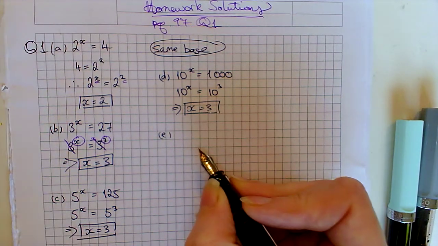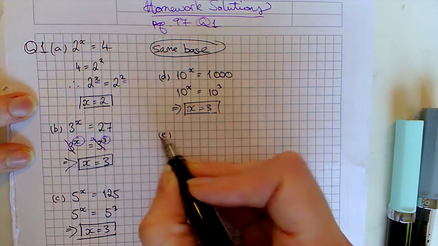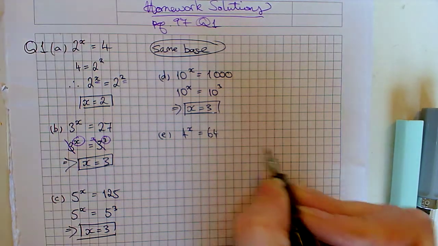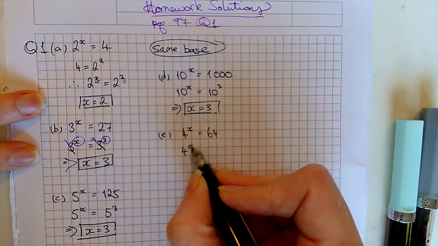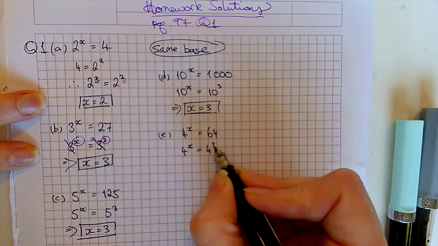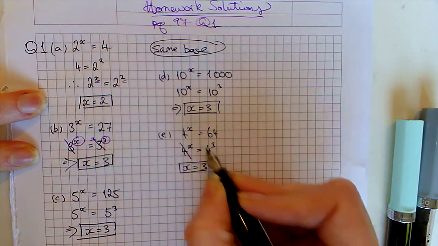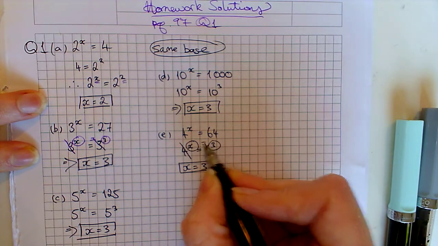We're getting a lot of cubes. This is us practicing recognizing our perfect cubes. 4 to the power of x is 64. 64 again is 4 to the power of 3. So 4 to the power of x is 4 to the power of 3, and x is equal to 3. We're just saying that the powers are equal to each other.